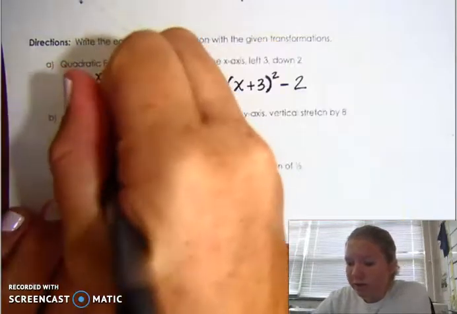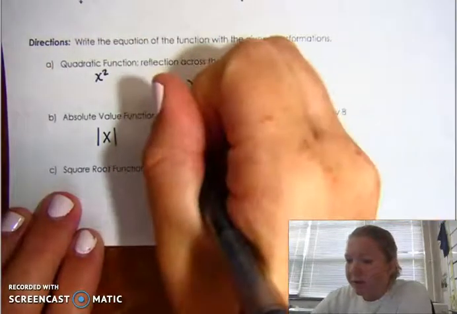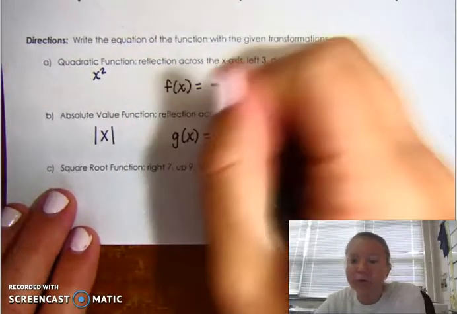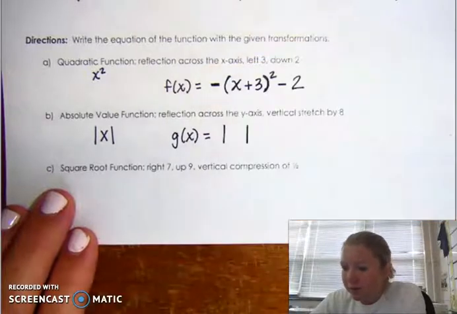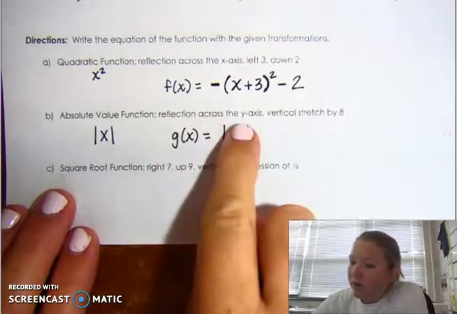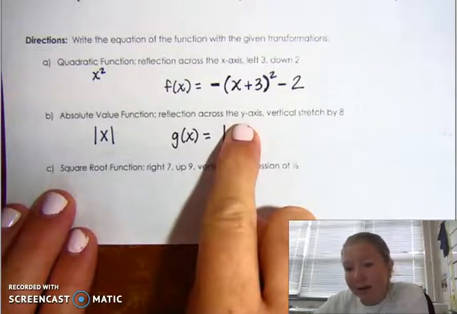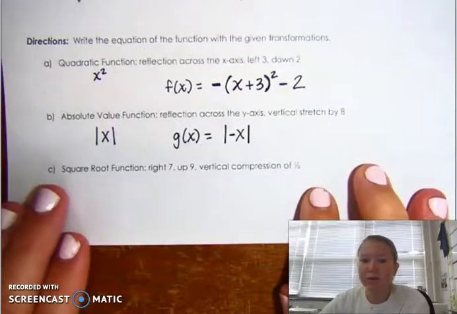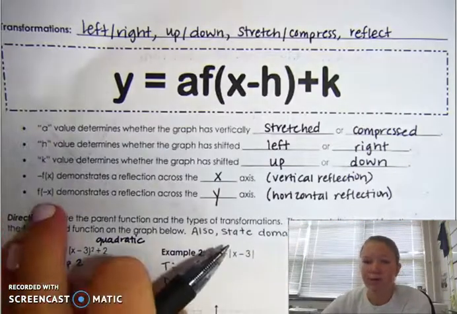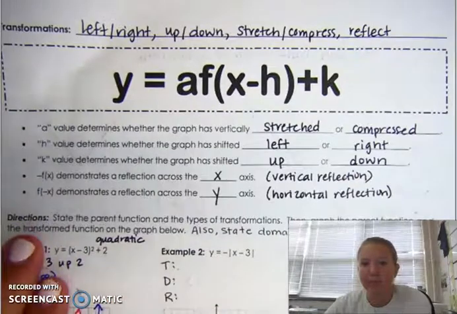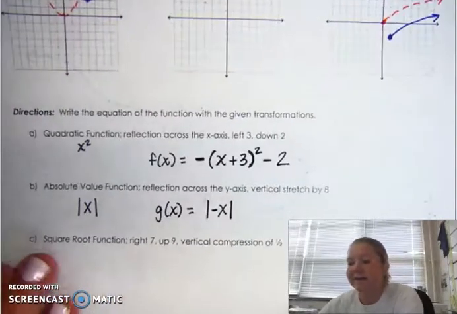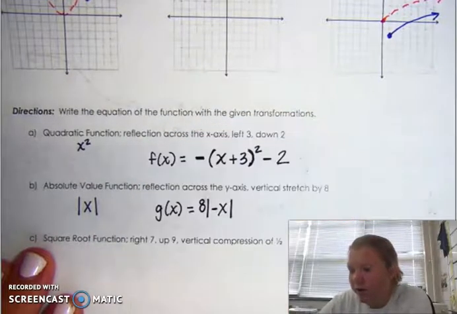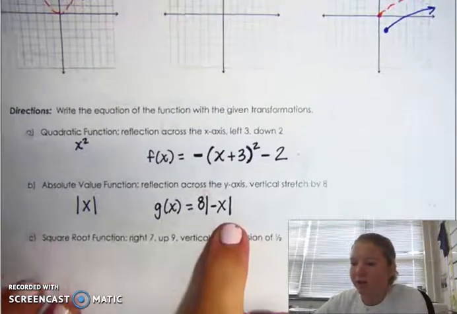Next is an absolute value function. We know that's just the bars around x. I'm going to make this g of x just to switch it up a bit. You could make it f of x again if you want. I'm going to put bars. Reflection across the y-axis is going to be a negative on x inside the bars. So this is the first time we've seen this in action. We saw it in the notes right up here on that last bullet point. Okay, so the negative is on the x inside the operation. And then there's a vertical stretch by 8, so that would go in front of the function operation.